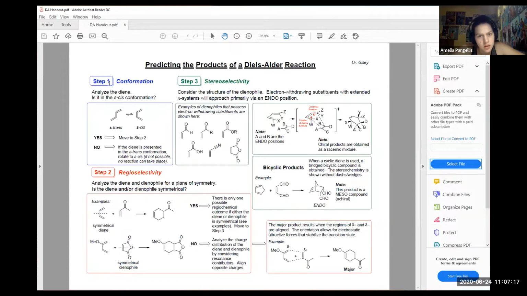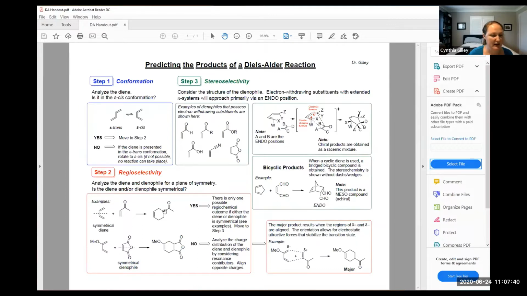So step 1 is confirmation, right? If you're ever given the diene in an S-trans conformation, you need to switch it to S-cis. So if it's already given in an S-cis conformation, you can just move to step 2. Right? Step 2 is what we've been talking about, this regioselectivity.